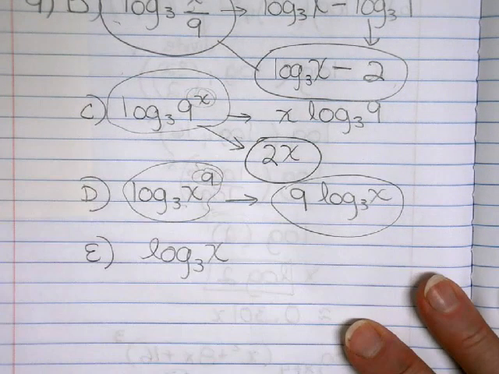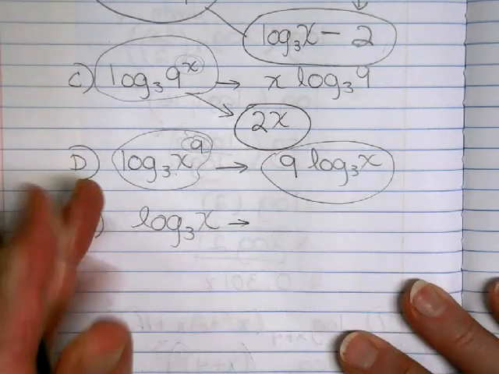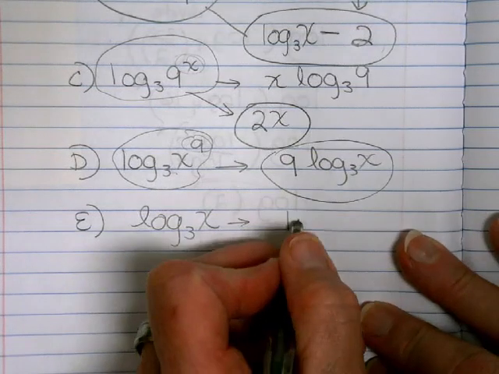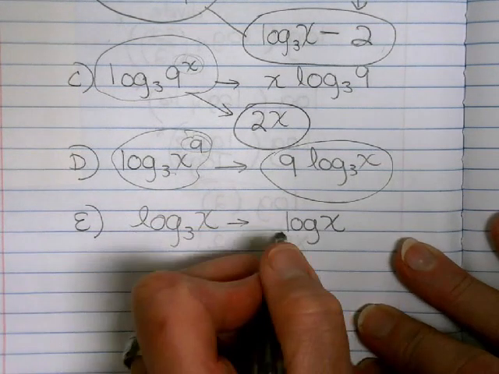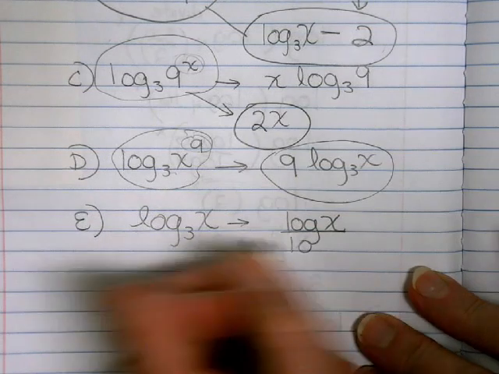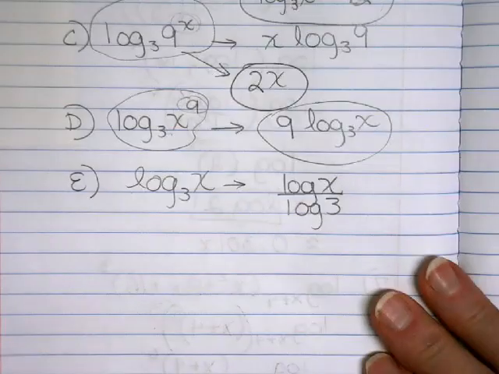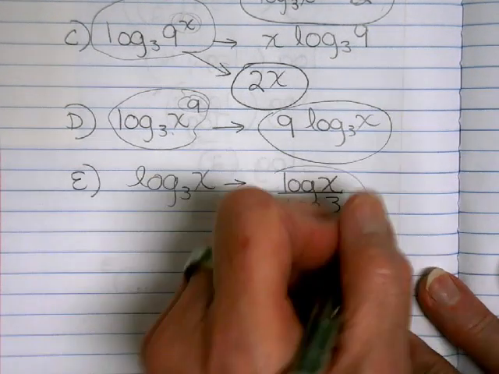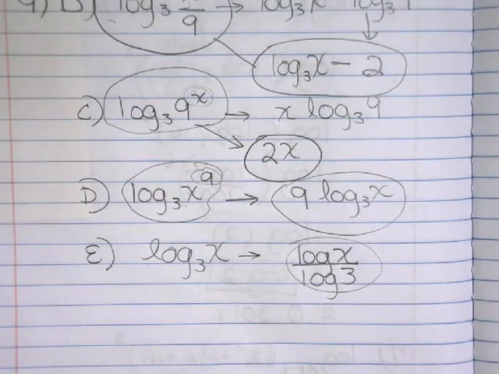Log base 3 of x. Now there's only one choice you have left of your choices. That's nice. But hopefully this says, oh, that's a single log already. What else can I do to it? Oh yeah, the change of basis property. Log of the value over log of the original base. Now my new base is 10. There you go. Done with number 9.